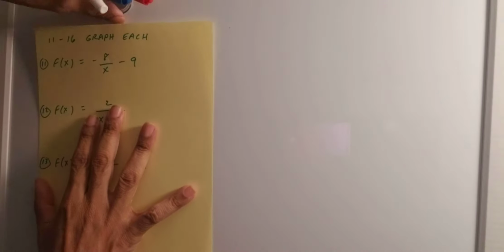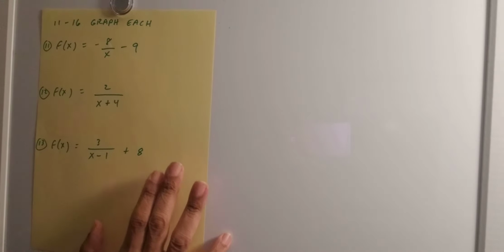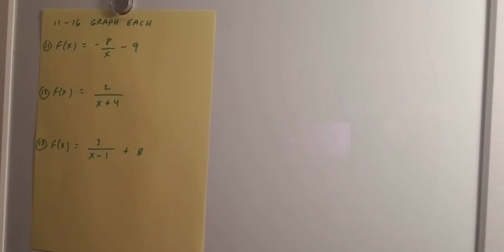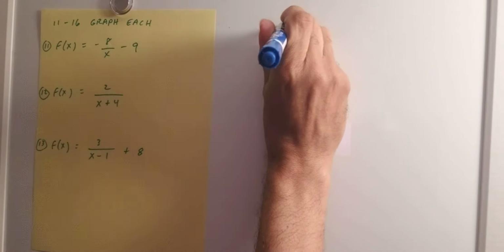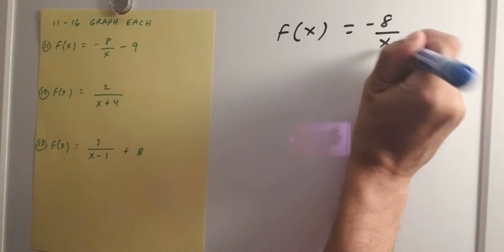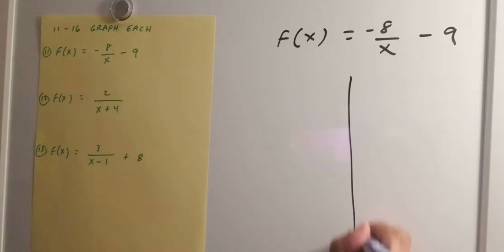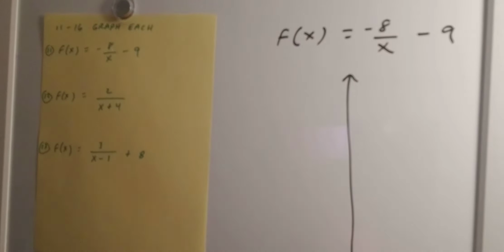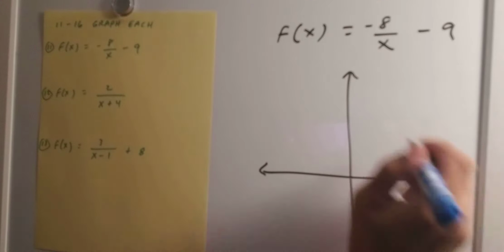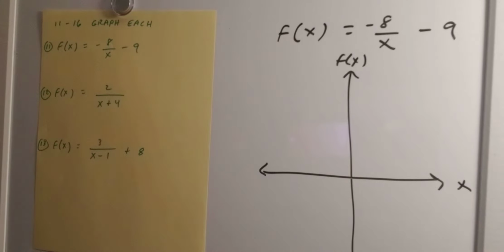The next set, 11 through 16, the instructions are simply to graph each rational function. These will be sketch graphs. Let's rewrite this. F of x equals -8 divided by x minus 9. Y-axis is f of x. There's the x-axis.